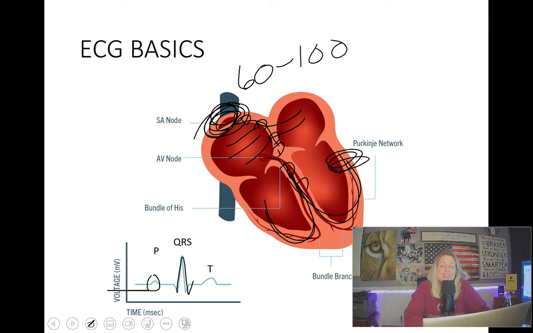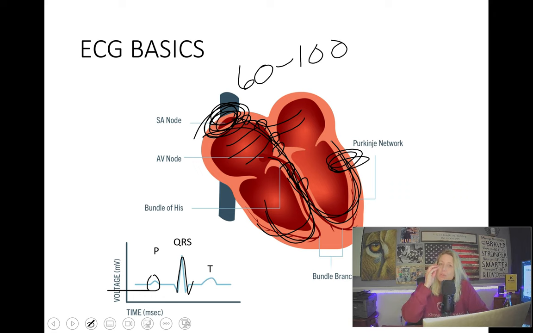Y'all, it takes less than half a second for that electrical impulse to travel from the SA node out into the Purkinje fibers. And you know it has to travel that fast because if the heart is beating at a minimum of 60 beats a minute, that means it has to beat at least, the slowest it beats is one time every second. So of course it has to travel that fast in less than half a second because you got to give it a chance to rest and refill with blood, right? So it fires, it contracts, it rests, refills with blood, and then it fires again. So that electrical impulse travels so fast through the heart.